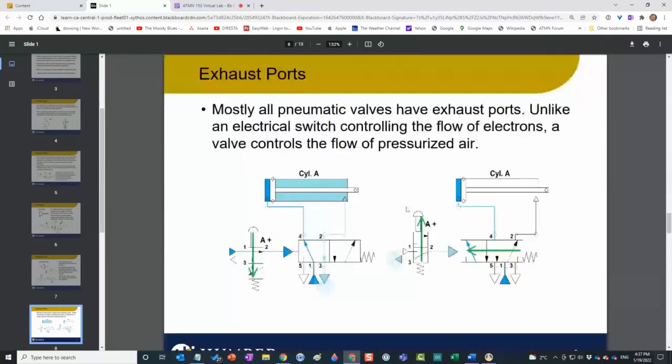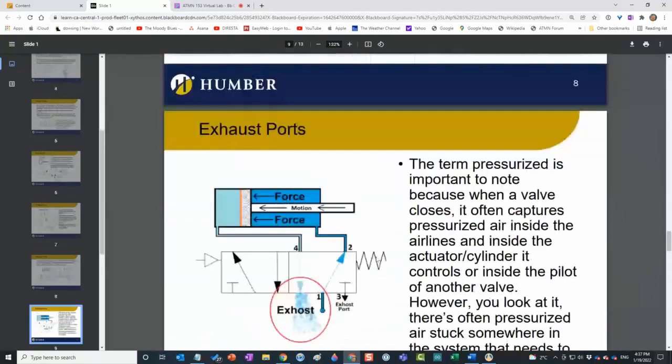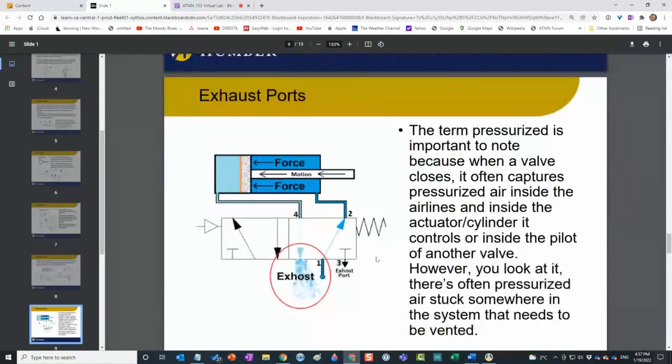So I'm just telling you how important it is to be able to vent this air out of here. Now, the exhaust itself comes from this. When I'm putting pressurized air in here, it creates a force and a motion this way. The air over here is going to be a lower pressure because it's seeing atmosphere. It's actually connected to just the atmosphere. So it's going to flow out here and it's going to exhaust out here.